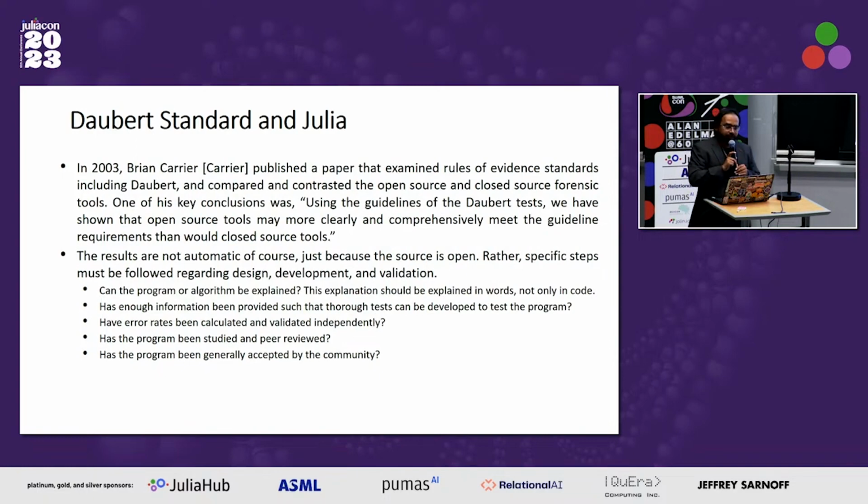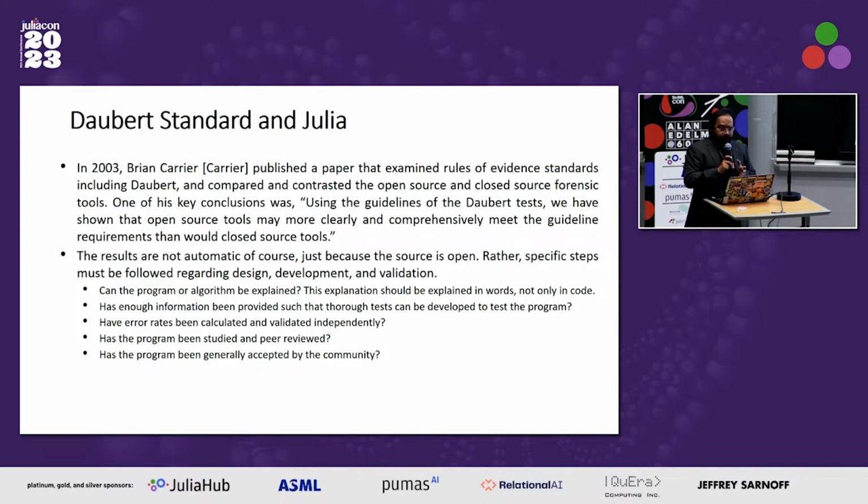So in 2003, Brian Carrier published a paper that examined the rules of evidence standards, including the Daubert. And he compared and contrasted the open source and closed source forensic tools. And his conclusion was that using the guidelines of Daubert tests, we have shown that open source tools may more clearly and comprehensively meet the guidelines of requirements than would the closed source tools. So Julia is an open source tool, Python is an open source tool, and both are known as scientific computing languages. So no doubt, Julia can be used here.